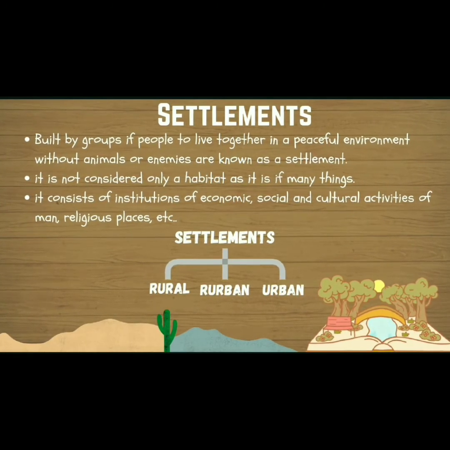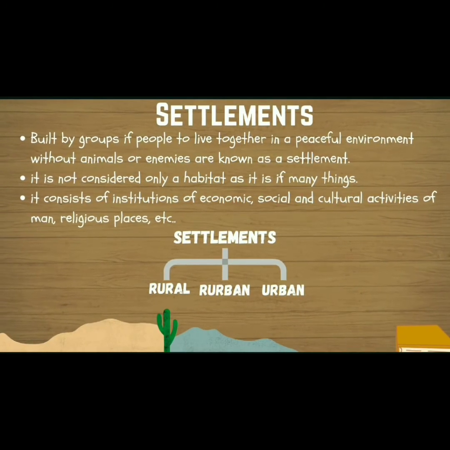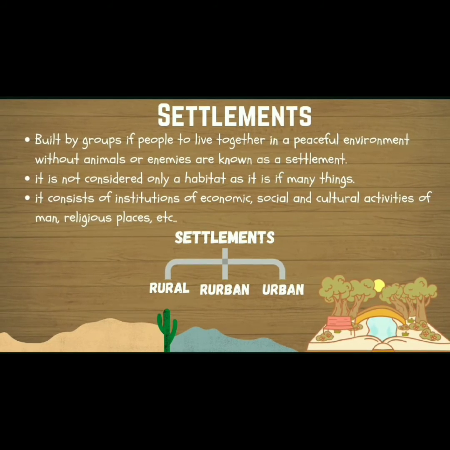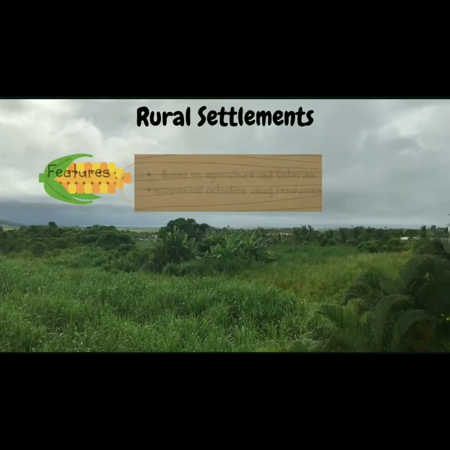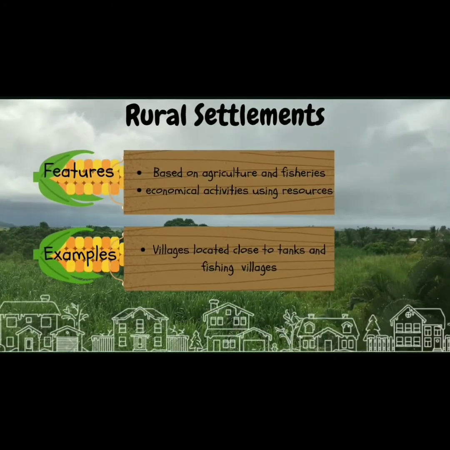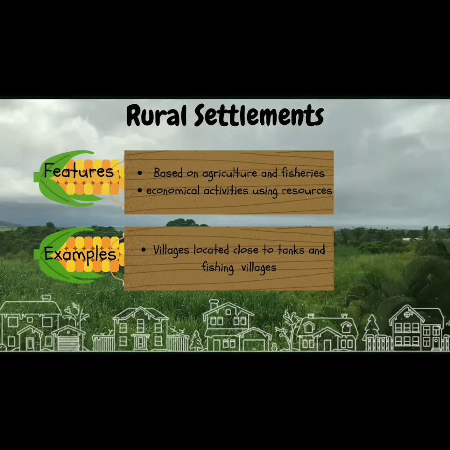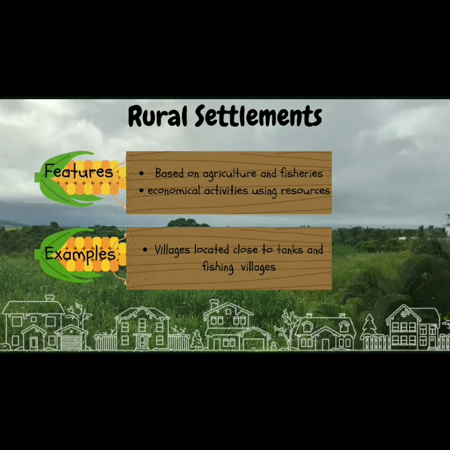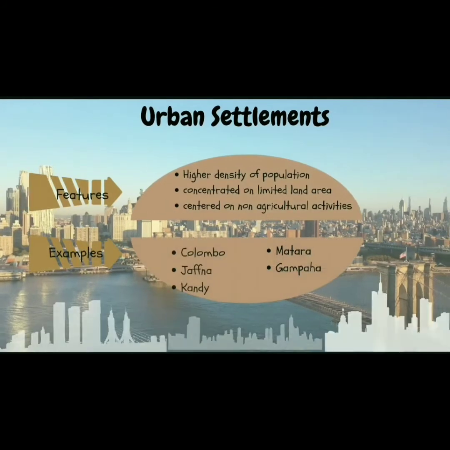Settlements. It is a place for people to settle and live in peace. Based on its features, it can be divided into three: rural, urban, and semi-urban. Rural settlements. Its features are based on agriculture and fisheries, and economic activities use its resources. The examples are the villages located close to fishing villages.